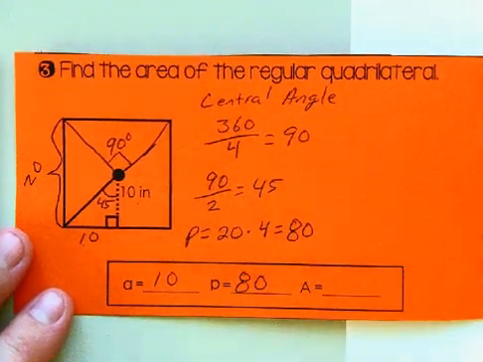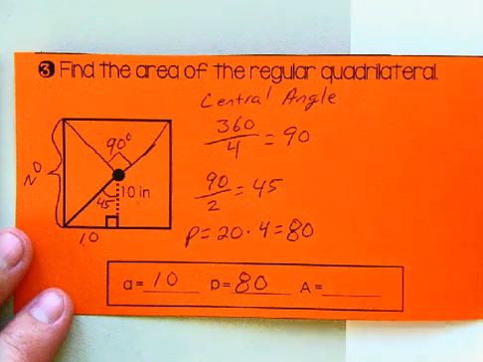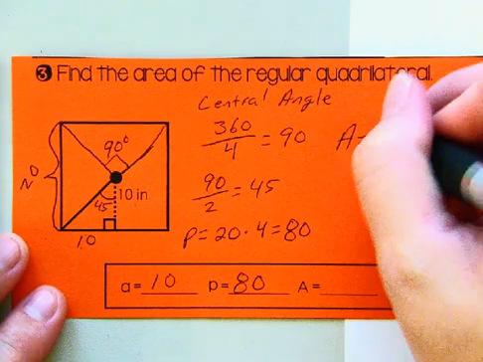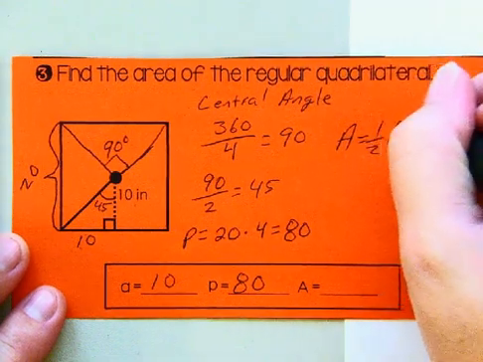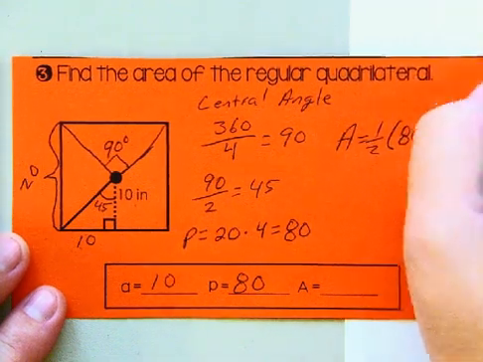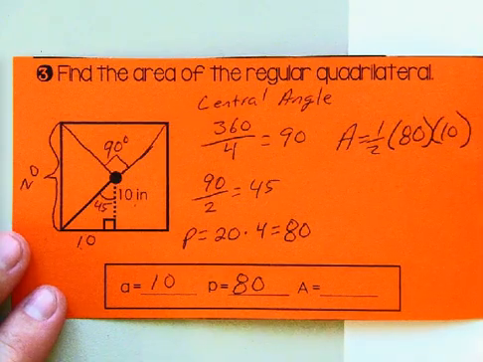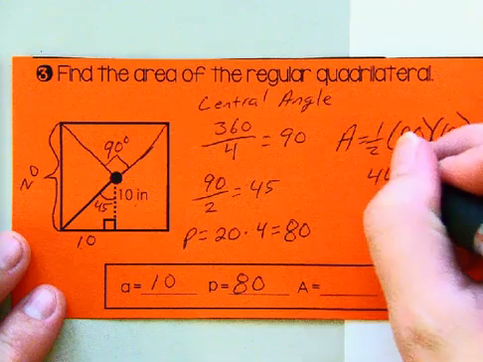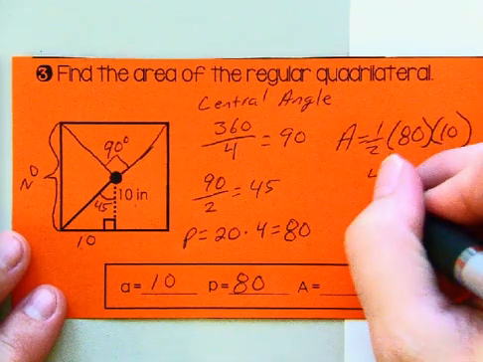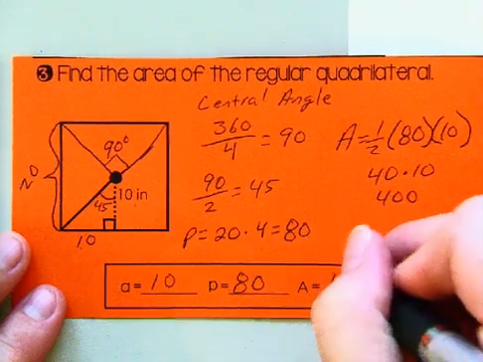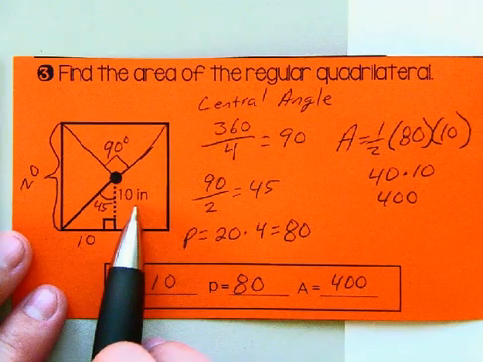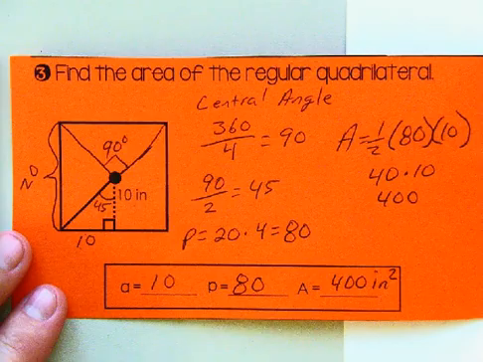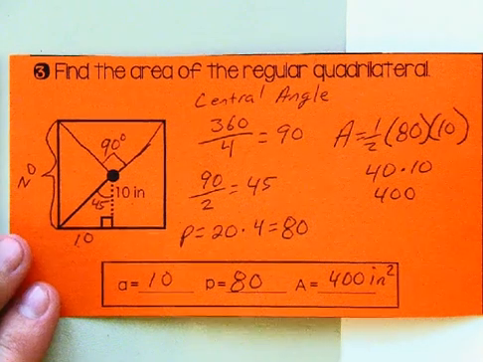Now that we have both pieces, we're going to go ahead and plug that into our equation. A equals 1/2 times 80 times 10. Okay, so again on this one, I'm going to take half of 80, which is 40. 40 times 10 is 400. So this is 400. It's going to be inches, so inches squared. Okay, great job with that one.